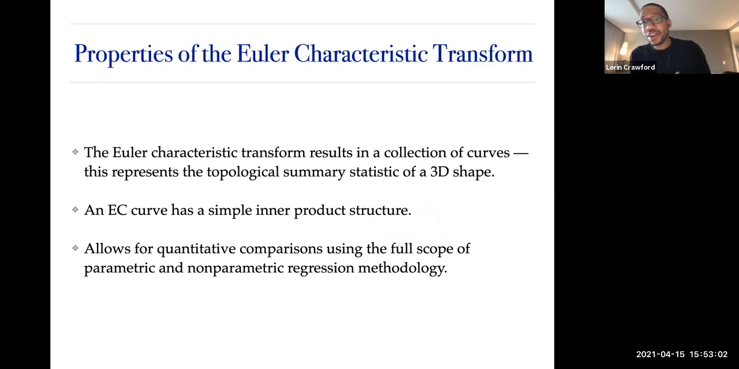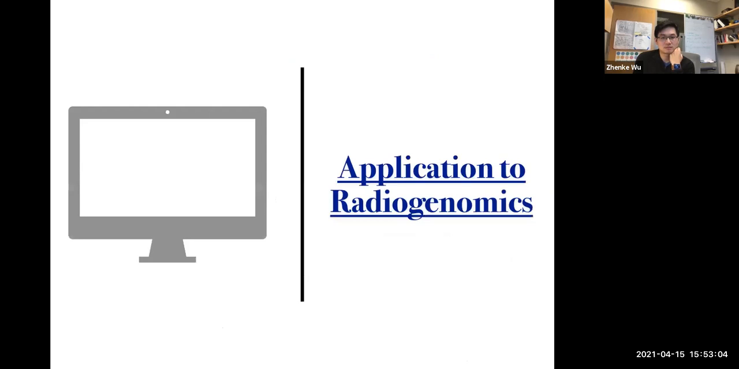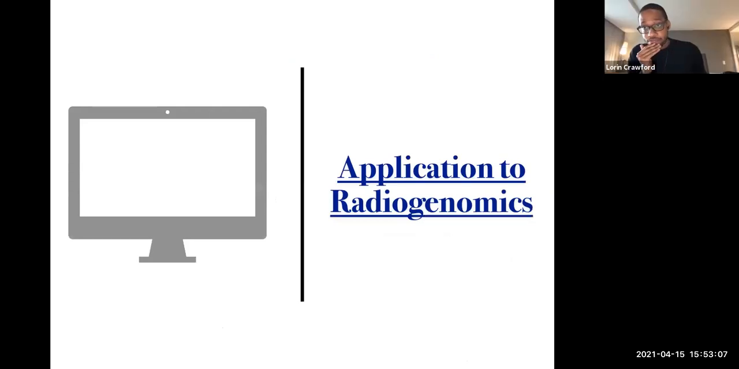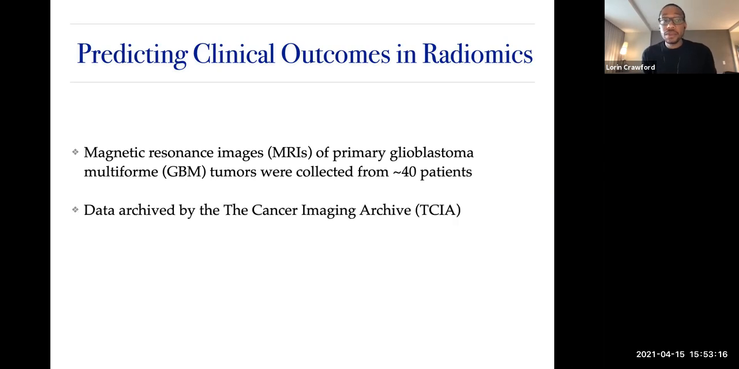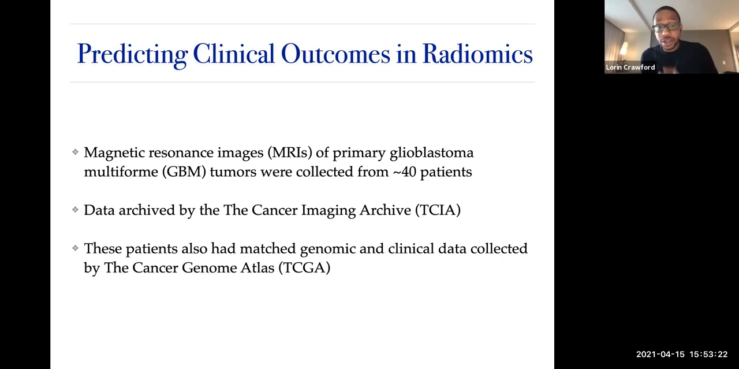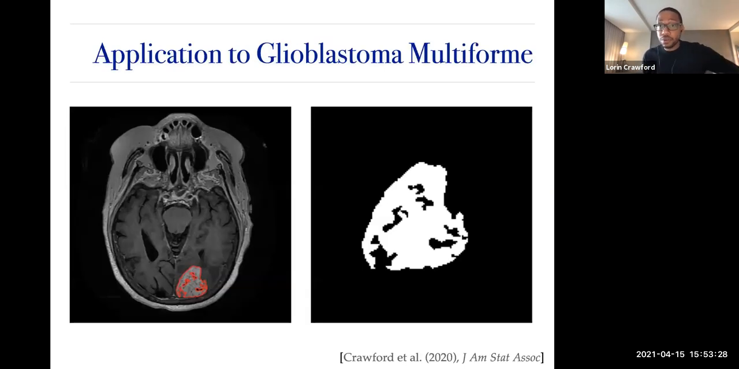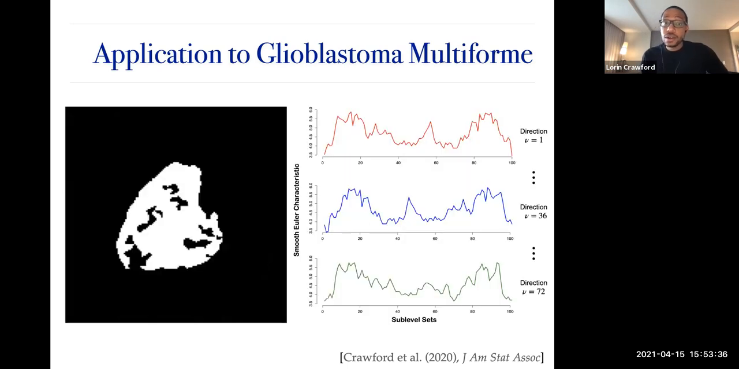Okay. And you might really ask, what can I actually use any of this stuff for? Well, let's see a simple example of an application in radiogenomics. Here we're going to have MRIs from glioblastoma patients collected from about 40 people. This is data that's publicly available in the TCIA. This data also has matched genomic and clinical information in the TCGA. So here's kind of what the data looks like. We have an MRI scan. What we do is we segment out each tumor, so we have slices of these segmented tumors. And we're going to run our topological summary statistics over these slices. And so we get these nice curves for these different individual slices for every person. So every person has this nice concatenated curve.